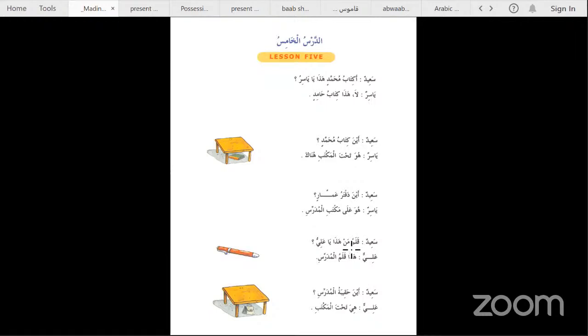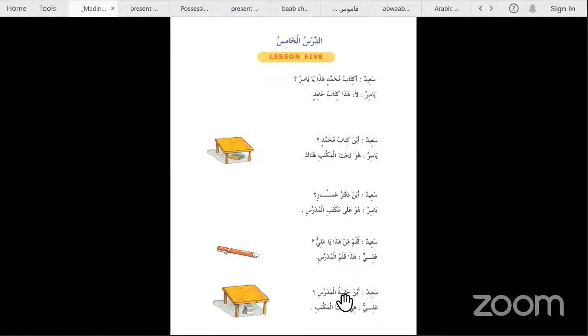Then we have kalamu man hada ya Ali. So kalamu man, as we have spoken before, man is mudaf ilayhi. And that's the reason why it is not getting the kasra tanween, because man is one of those nouns which do not accept any harakat. It remains as it comes. So whose pen is this, O Ali? Or you can say, O Ali, whose pen is this? Hada kalamul mudarrisi. This is the teacher's pen, or the pen of the teacher.